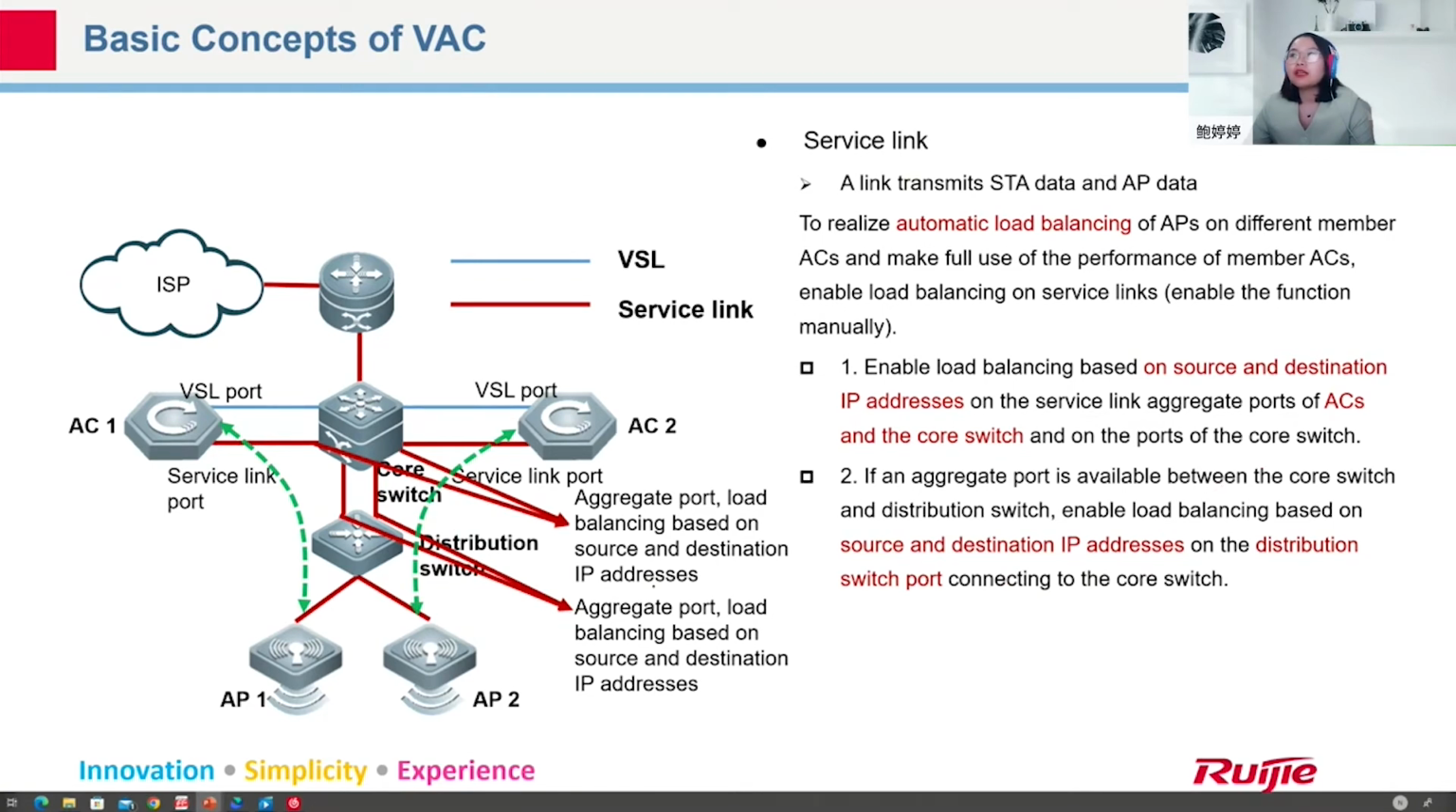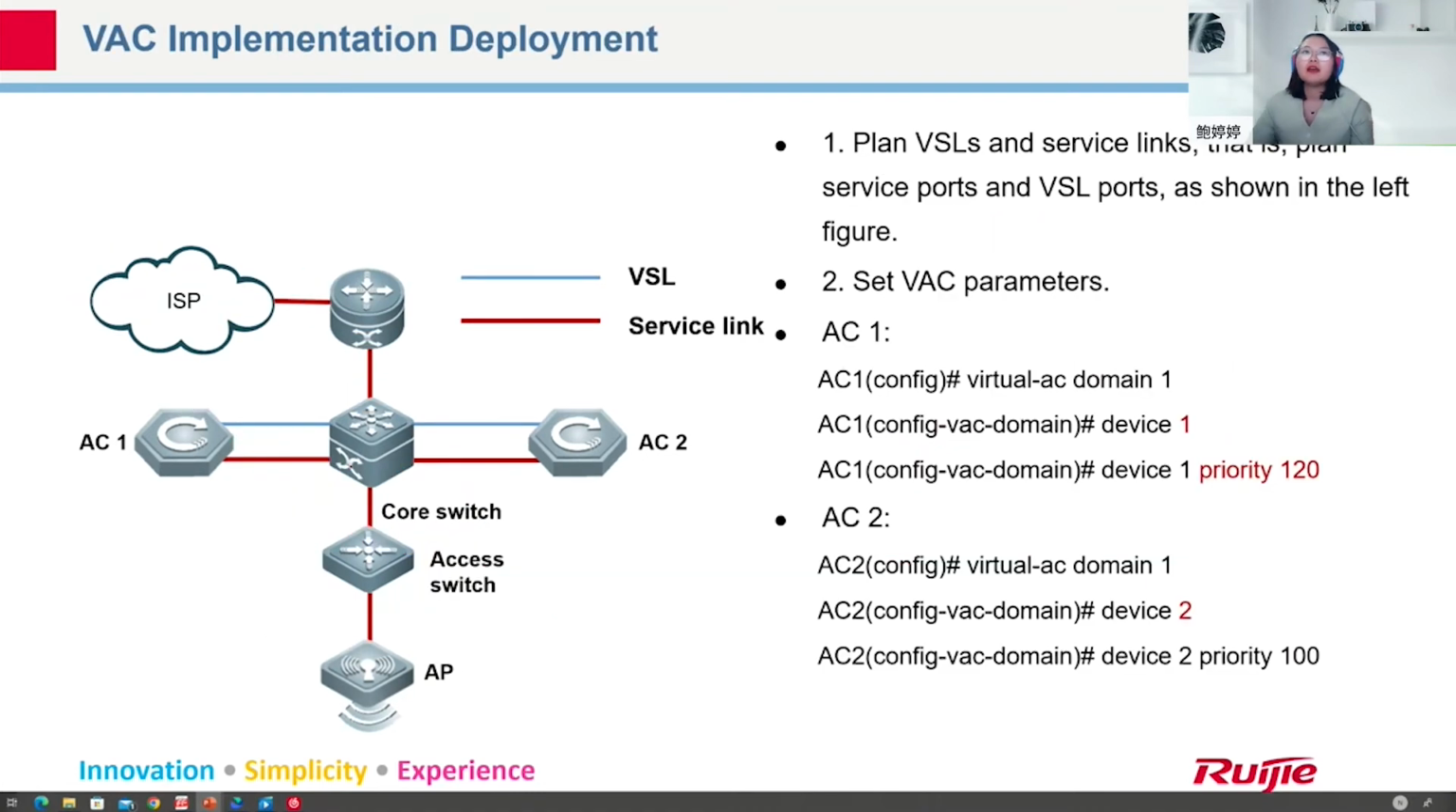Another one is the distribute switch. On this switch, we also have to provide the load balance function. So you can use the aggregation port, the AP port, and design the load balance based on the source and destination IP address. So finally, the message will be sent out based on different source and destination IP addresses, to use the function of load balance. AP1 sends the message, and finally the AC1 will help us to forward it out. If AP2 sends a message out, AC2 will help us to forward the message out.